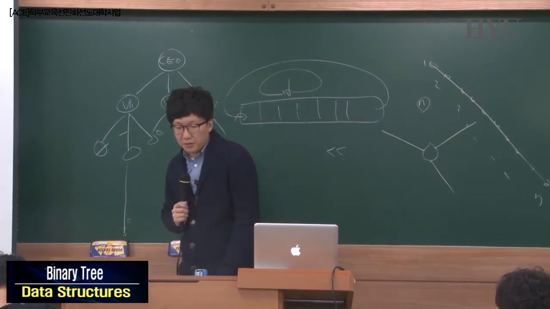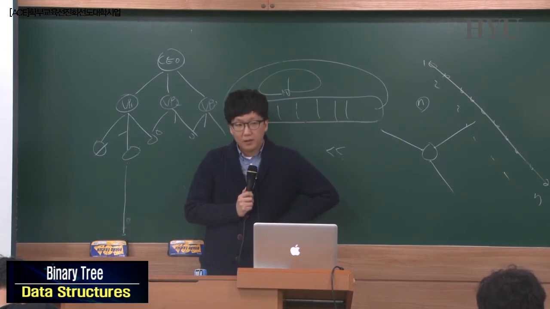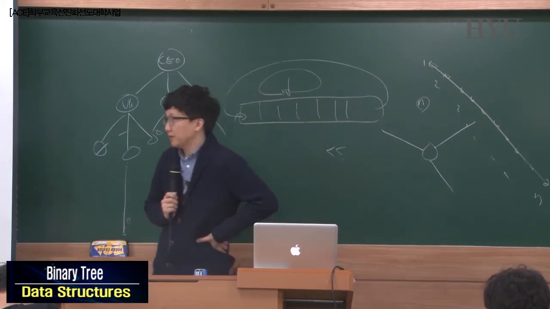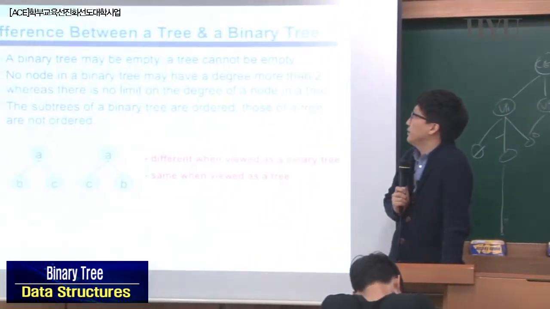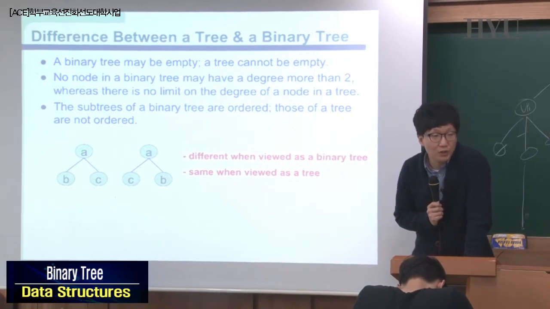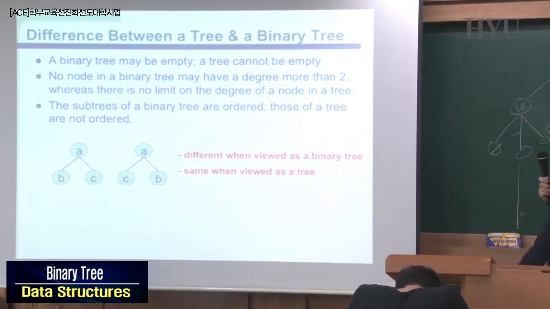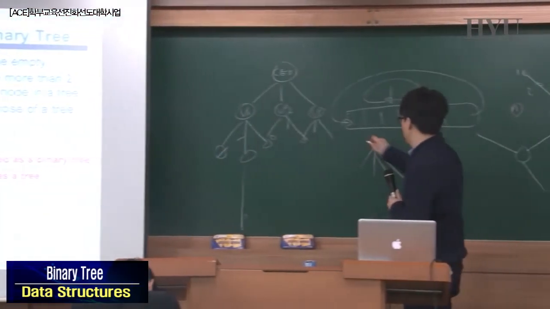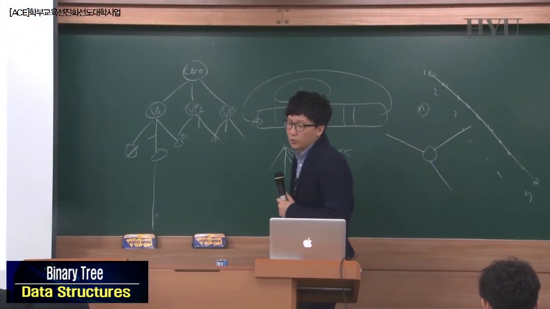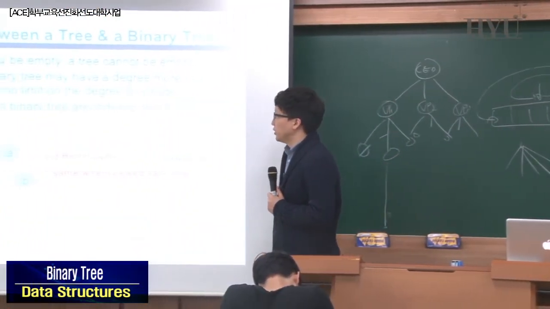This shows the difference between a tree and a binary tree. A binary tree may be empty. A tree cannot be empty. No node in a binary tree may have a degree more than 2. Like I said, only 2 branches. Yes or no? There's no medium in it. Whereas there's no limit on the degree of a node in a tree. Trees are still trees. Binary tree, only 2. No limitations on the degree of the node in a tree.